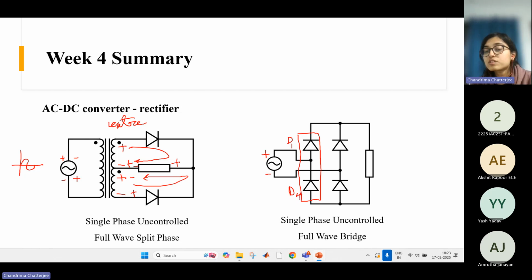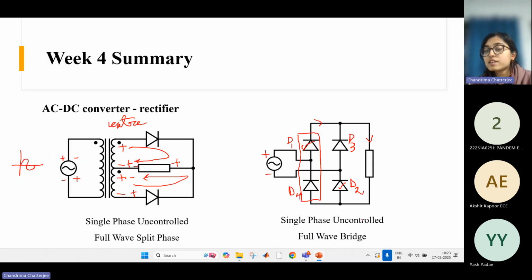Suppose this is D4, this is D3, and this is D2. Okay. So during the positive half cycle, D1 and D2 will conduct, right? Because here the polarity is positive, so this definitely becomes forward biased. The current goes through this, through the load, and it comes back via D2 and again back to the supply. Okay, this is the current path during the positive half cycle.